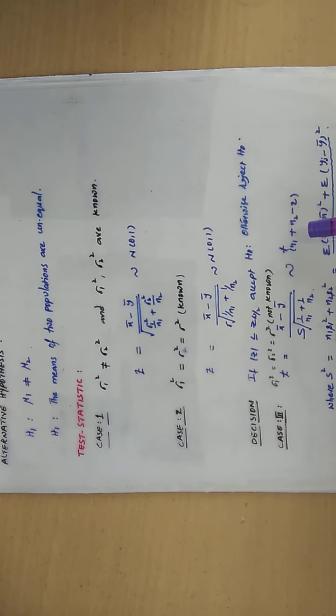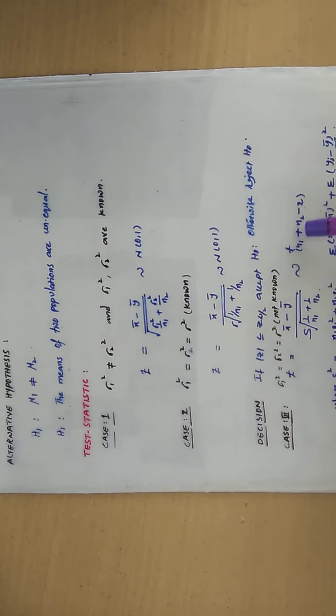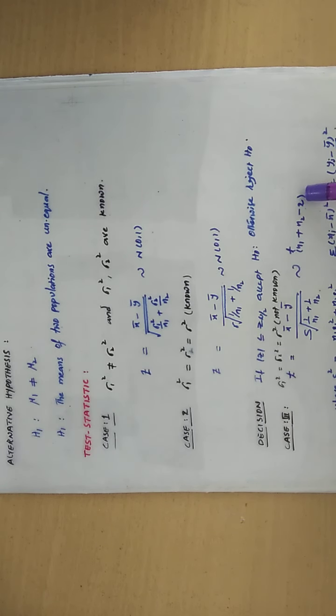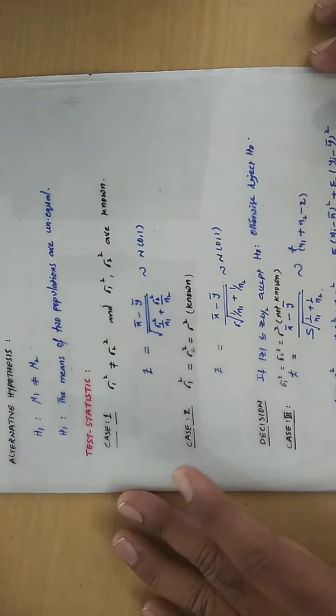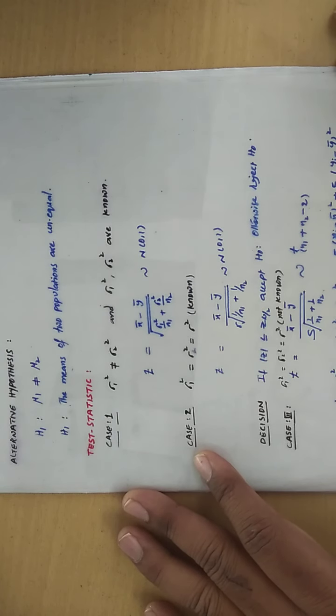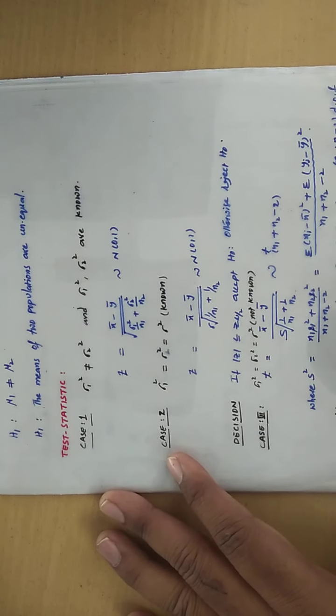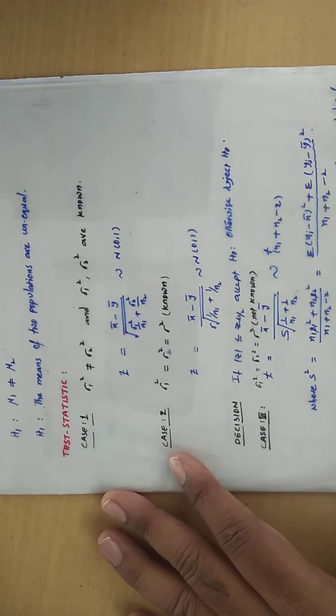Because two samples are there, from every sample, if you subtract one number, so n1 plus n2 minus 2. So these are the degrees of freedom. You need to learn this by heart. Now how do you get the S? n1 s1 square plus n2 s2 square by n1 plus n2 minus 2.